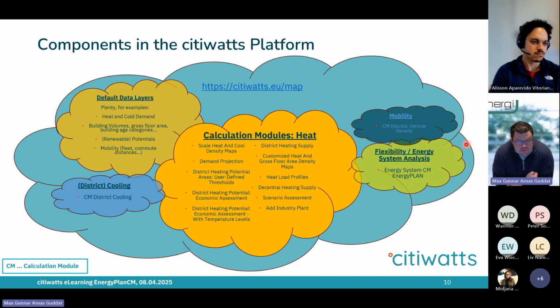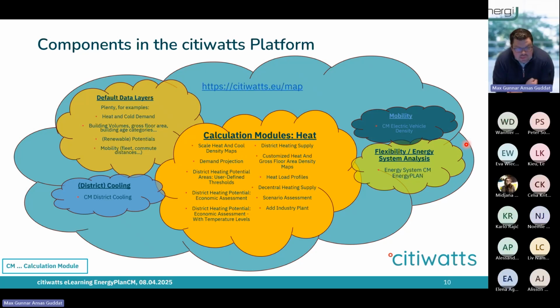Yeah, about what to expect on the Citiwatts platform, we have a large amount of different data. That is about, for instance, demand data, but also about the building volumes and so on. Also some renewable potentials, which we'll come back to in a second. And then there's all the calculation modules, and this is just a gross list of what's available in there. You have seen some of these in the different modules, and today we're obviously talking about the one for the flexibility and energy system analysis, so the EnergyPlan CM.